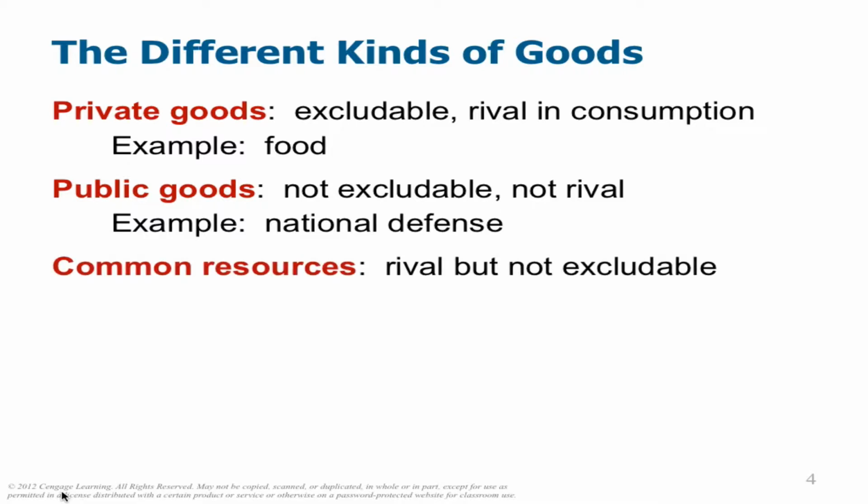Okay. Common resources are rival, but not excludable. Common resources are goods, or resources, that are rival but not excludable. Fish in the ocean. I can't prevent you from taking your fishing trawler out there and netting some fish. And yet, every fish you catch is a fish that I can't catch. So that makes them rival, but not excludable. It's just too big of an ocean. I can't put up a fence around the ocean.